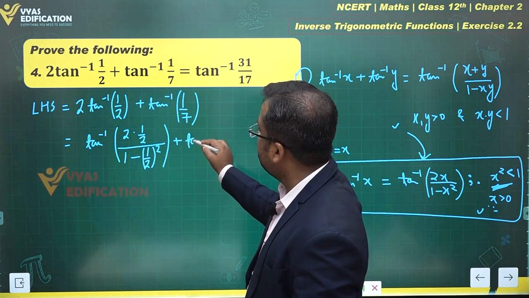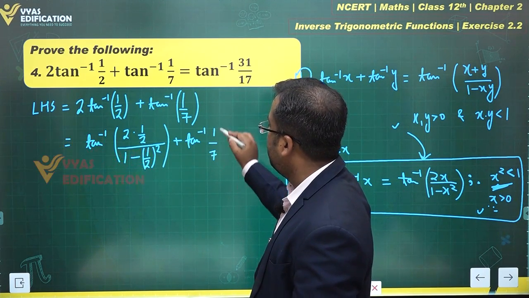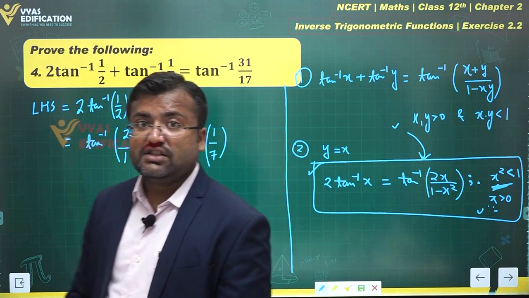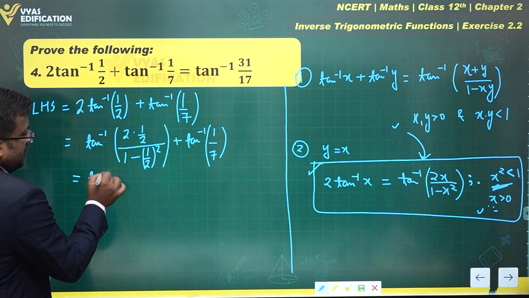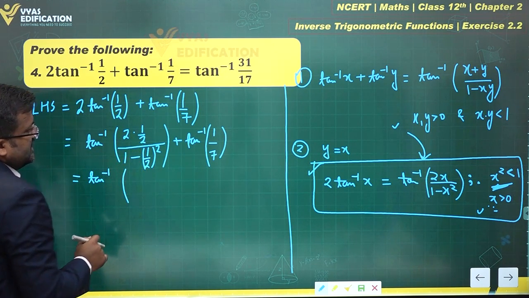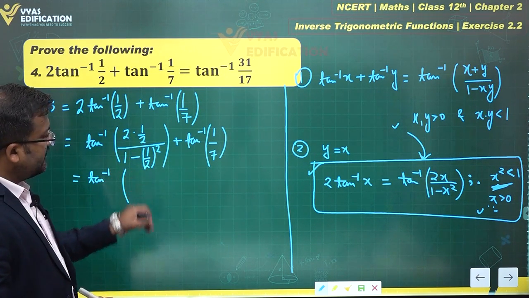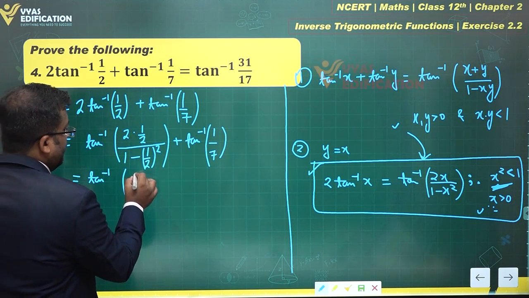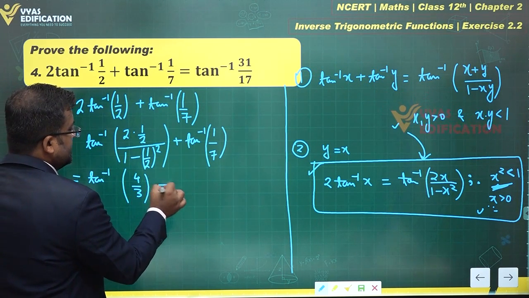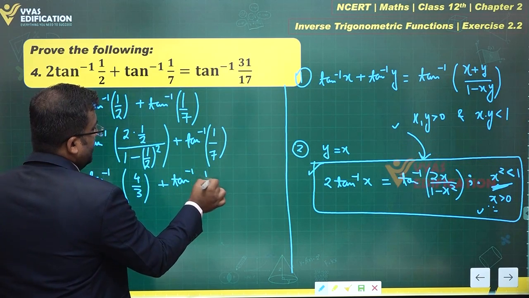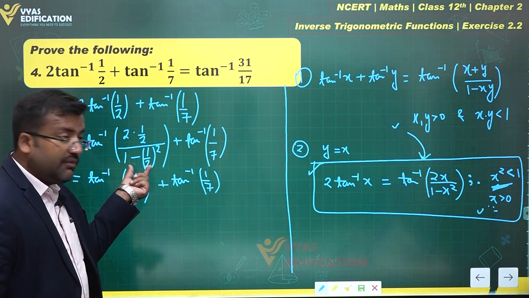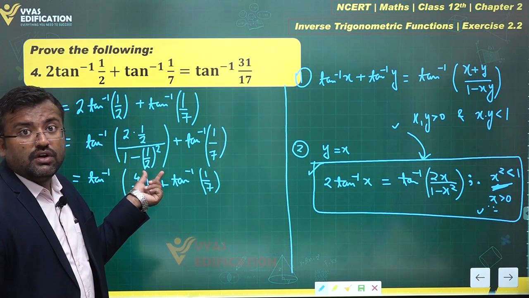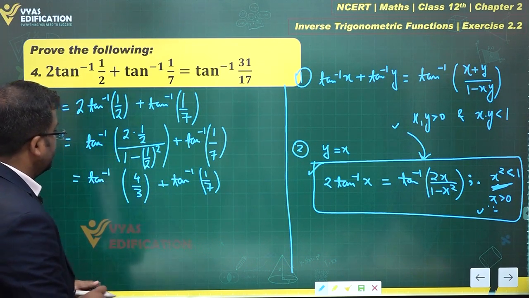What happens to this tan inverse 1 by 7? This will remain as it is. We have used that result. This will convert to tan inverse of, this is 1 over 1 minus 1 by 4, which is 3 by 4. This will become 4 by 3 in the bracket, plus tan inverse 1 by 7. Observe this carefully. 1 minus 1 by 4 is actually 3 by 4. Reciprocal would be 4 by 3.